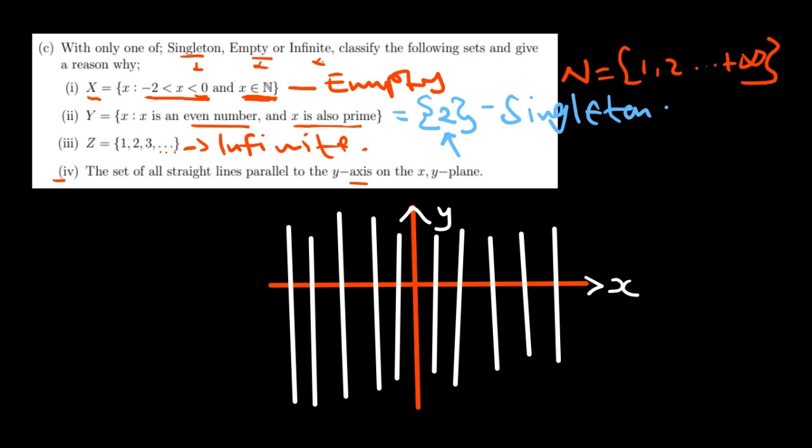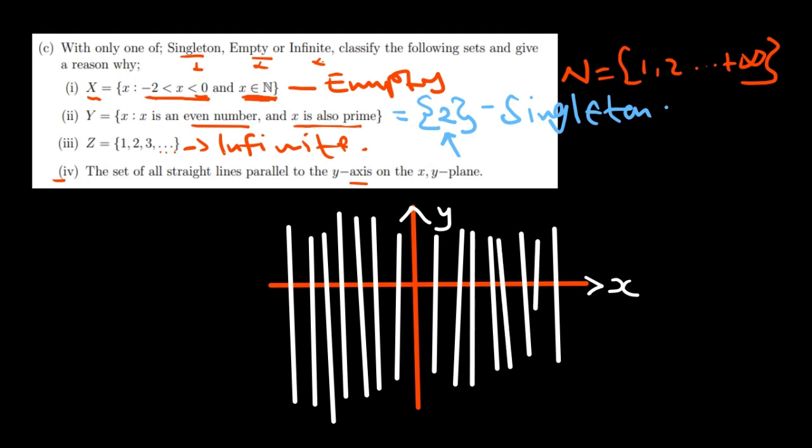So we see that there's an infinite number of lines that will be parallel to this y-axis. How can we consider that set? That set will just be an infinite set. Why? Because we have a lot of lines that are parallel to the y-axis. So we are going to classify this last set as an infinite set. So we've used the set builder notation and the roster form to identify these sets.